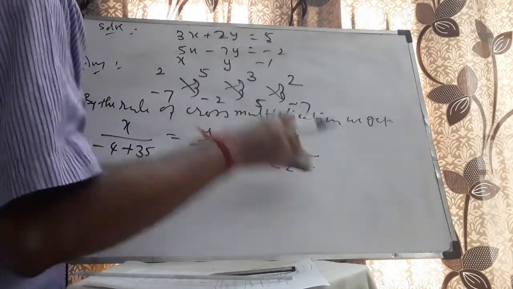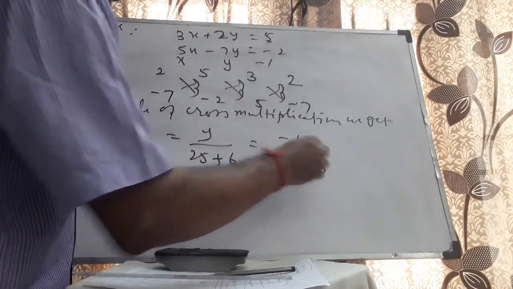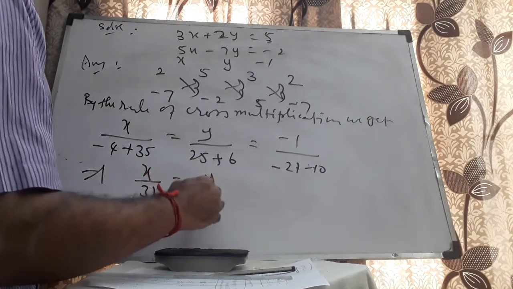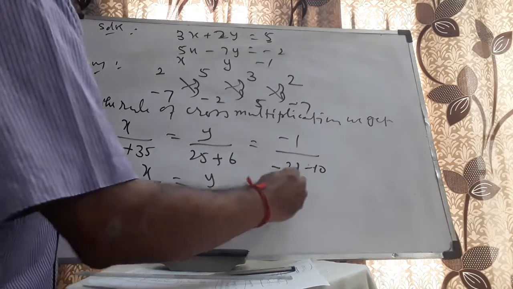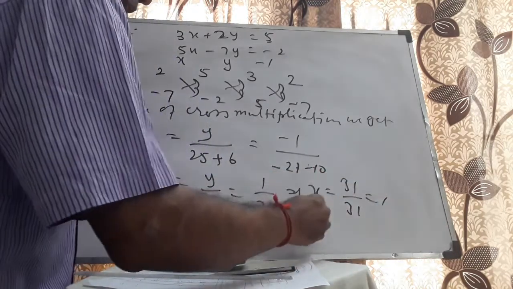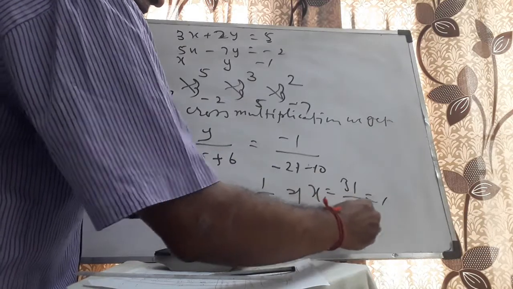minus 10. Minus 21 minus 10, which will imply x divided by 31 is equal to y divided by 31 is equal to 1 by 31, which implies x is equal to 31 by 31, which is 1, and y is equal to 31 by 31, which is 1.